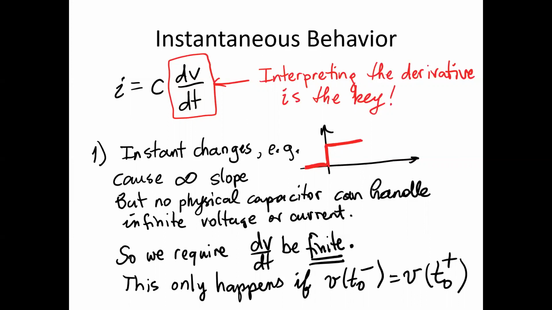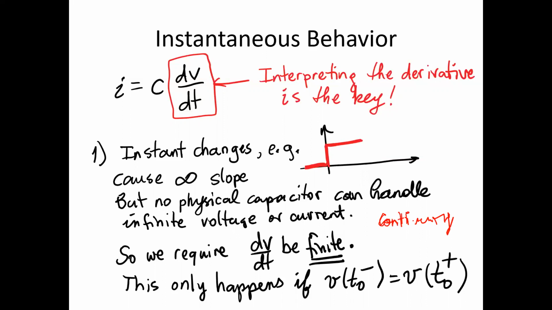The consequence of this is that the derivative of voltage has to be finite. In other words, we have to have a continuous function of voltage. We cannot have a discontinuity, such as what I've drawn on the graph on the slide. This causes a kind of continuity constraint. So let me write on the board what I'm referring to.